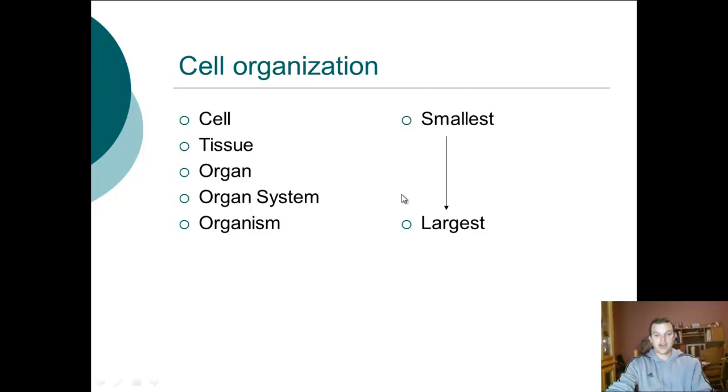So you notice as we move down this list, we're going from smaller structures to larger structures, because obviously a cell is much smaller in us than us as an entire organism. We can also look at the fact that it goes from more simple to more complex, just because you're increasing the sheer number of cells every time you move from one of these levels to the next.